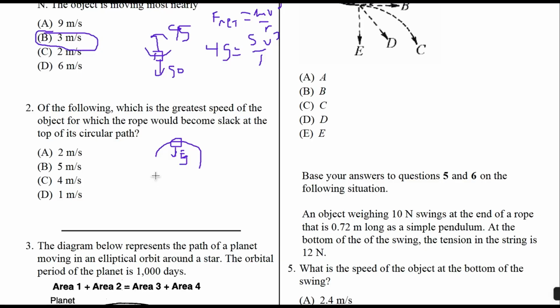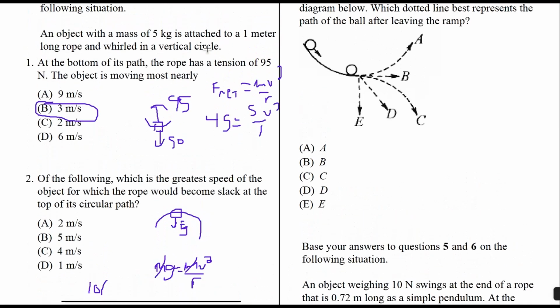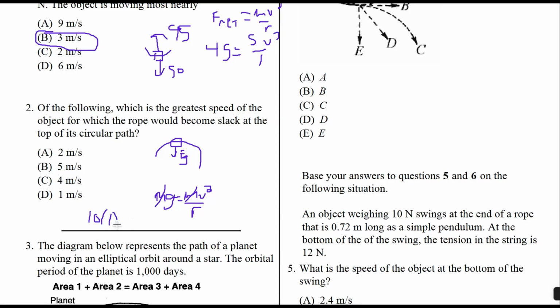So at the very top of the circle, there is a limit to how fast it can go based off of this gravitational force being the only thing keeping it in the circle. If we keep that in mind, then we can set the weight of the object equal to mv squared over r. The masses don't matter. So we do 10 times the radius, which we said was 1 meter, setting this equal to v squared.